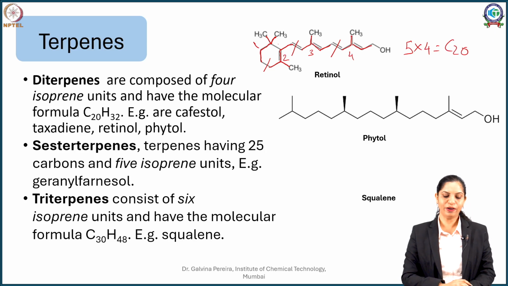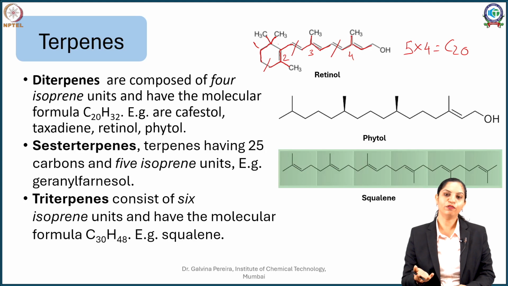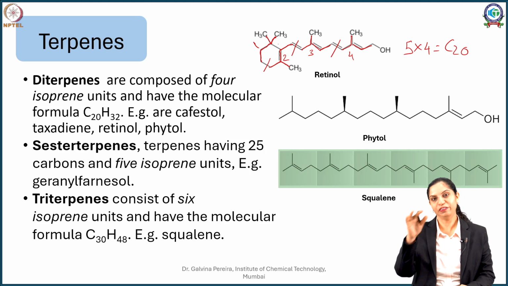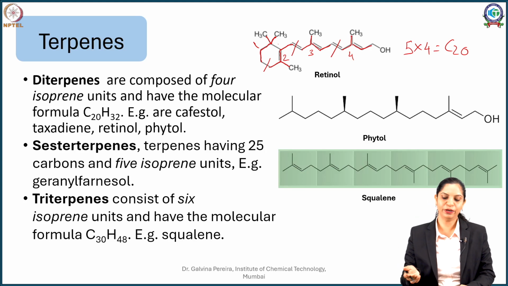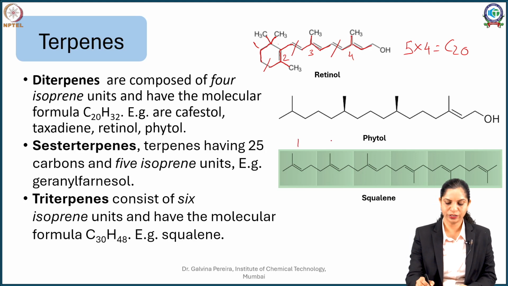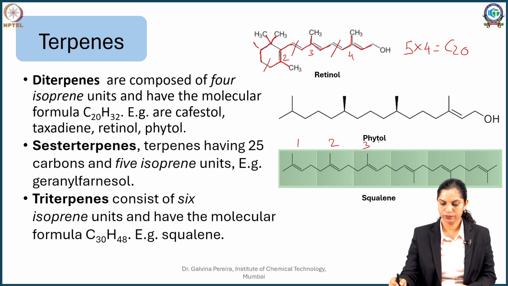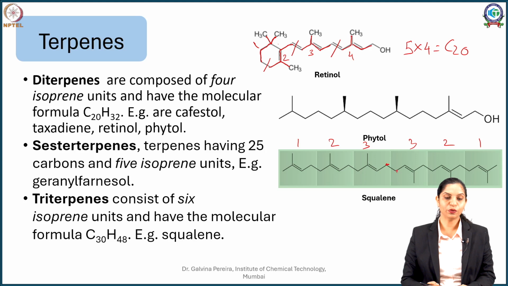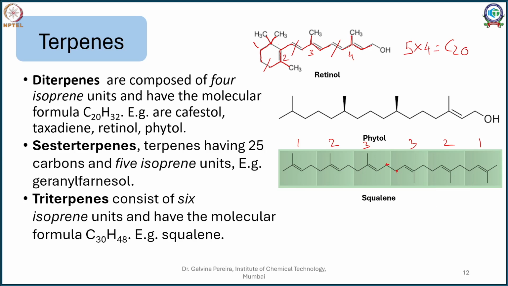Similarly, your phytol is also a C20 derivative. Similarly, for your squalene, we just did it, we represented it in a cyclized manner, but you can represent it in the linear manner. Here I have marked the isoprene, so you can see it clearly. Joined to each other by tail to tail condensation. Now you have your sesterpenes, example is your geranyl farnesol, that is C25 compounds. Then you have your triterpenes, squalene, we have done.